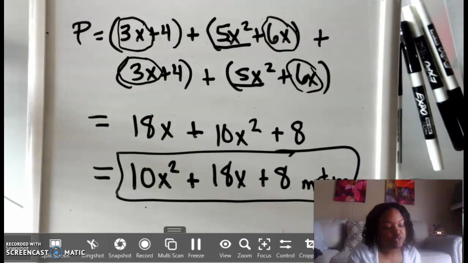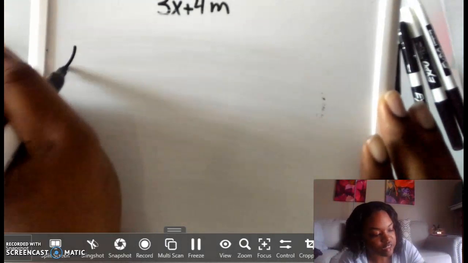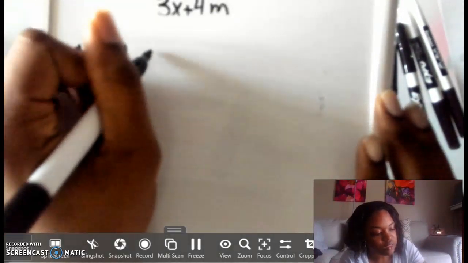Alright, let's move on to area. So here's our polynomial multiplication. Area equals length times the width.